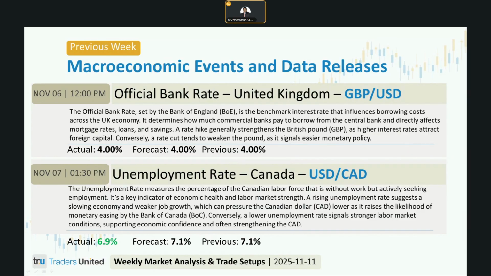This report reinforces the view that Canada's labor market remains resilient despite tighter financial conditions. The better than expected result at 6.9% suggests steady hiring and improving confidence, giving the Bank of Canada more room to hold rates steady in the near term. The market response was immediate. USD CAD moved lower, confirming trader optimism towards the CAD and a more balanced outlook for the Canadian economy heading into the year 2026.